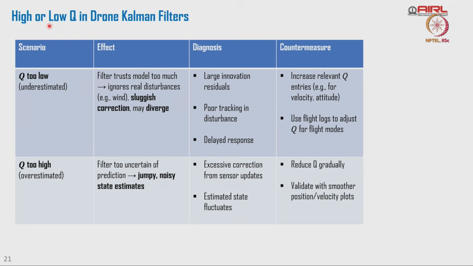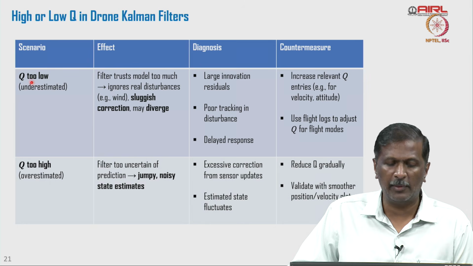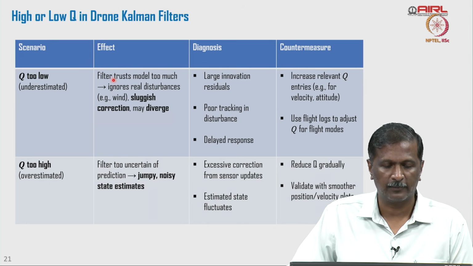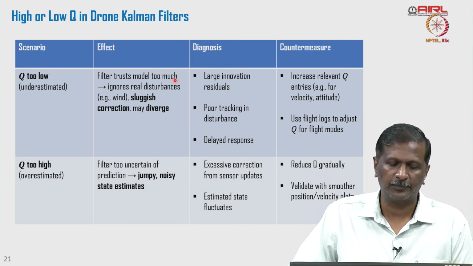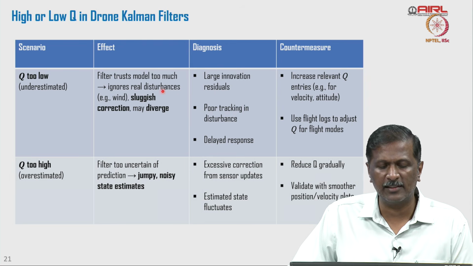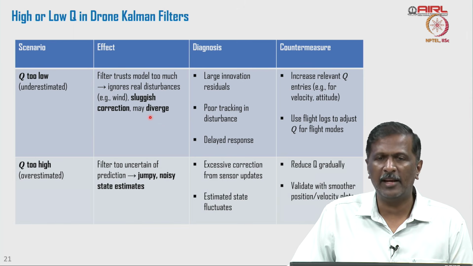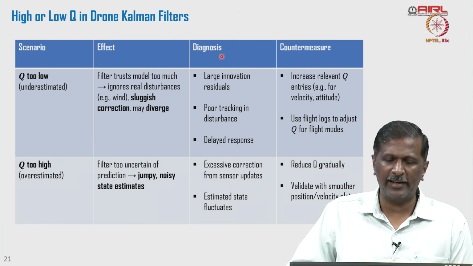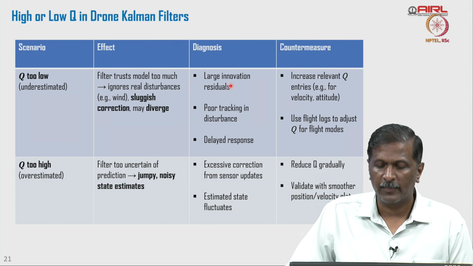Now let us understand how a high or low Q affects these estimates, right. If Q is too low, the process noise becomes underestimated. What happens? The filter trusts the model too much, ignores the real disturbances that happen due to wind, or gives sluggish corrections and may diverge. How do I diagnose whether I am underestimating or not?